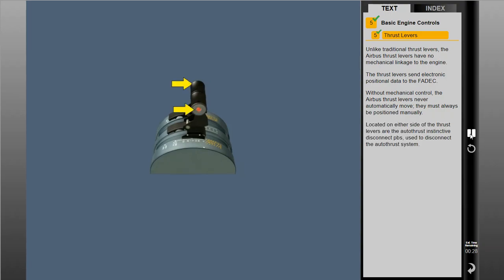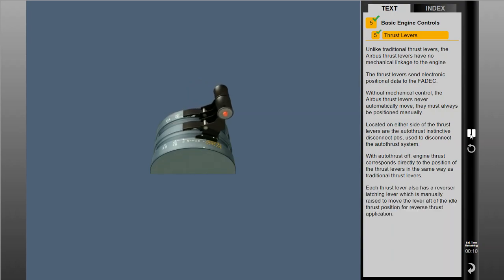Located on either side of the thrust levers are the auto thrust instinctive disconnect push buttons, used to disconnect the auto thrust system. With auto thrust off, engine thrust corresponds directly to the position of the thrust levers in the same way as traditional thrust levers. Each thrust lever also has a reverser latching lever, which is manually raised to move the lever aft of the idle thrust position for reverse thrust application.